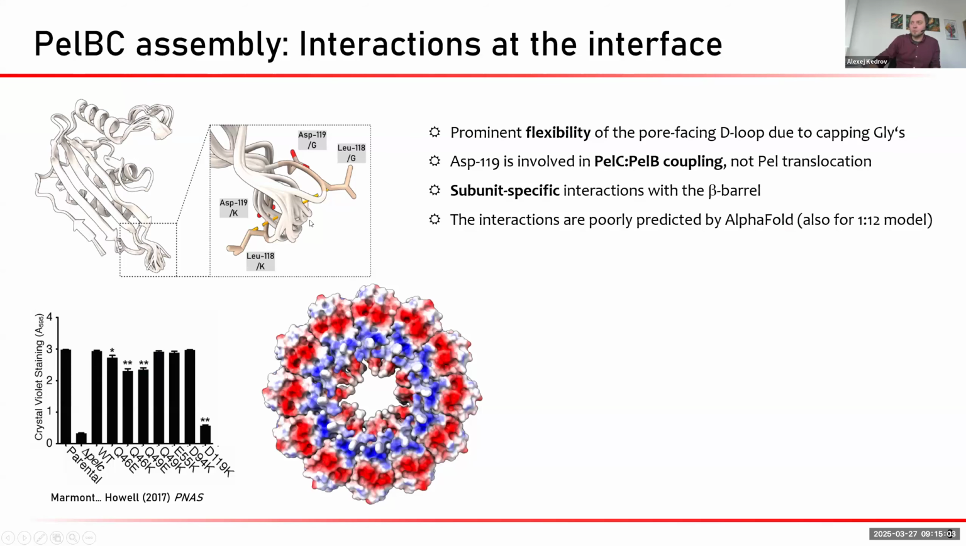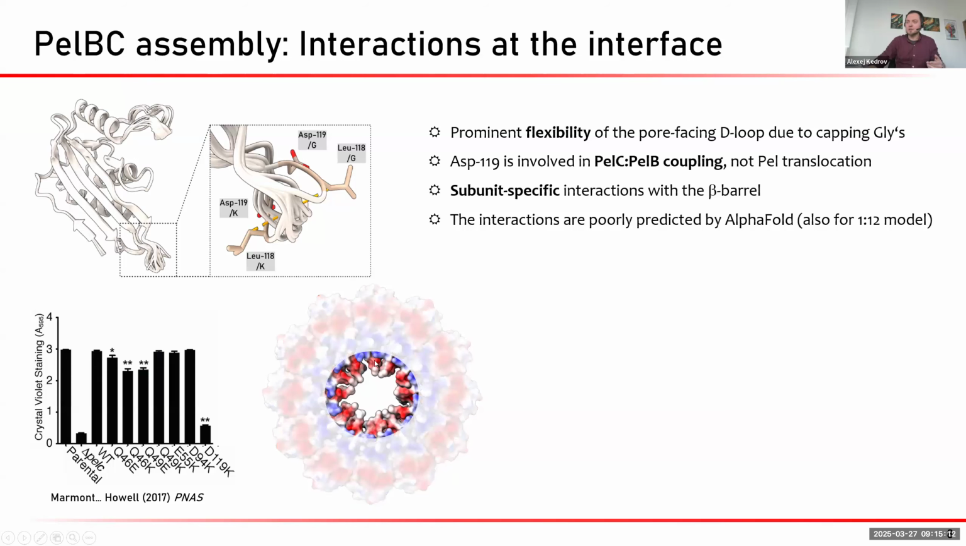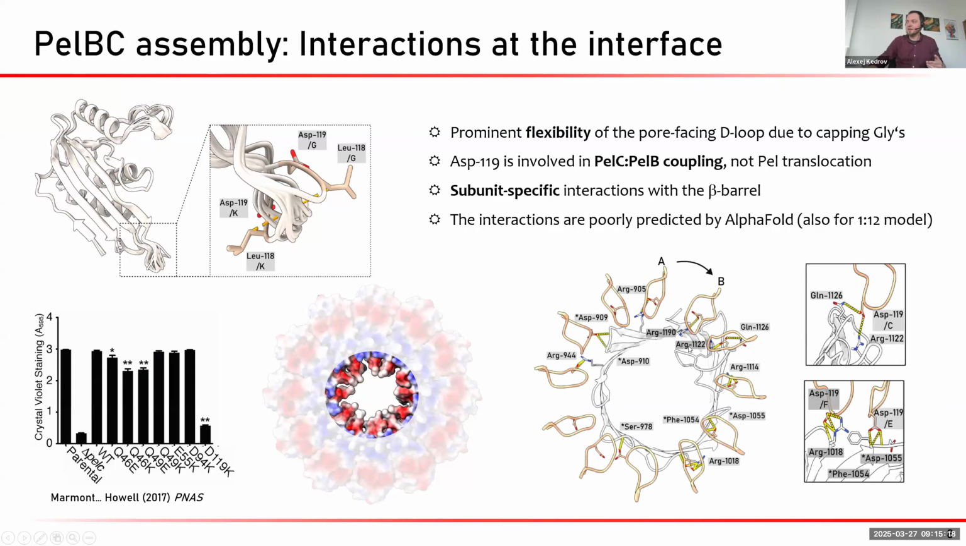You consider where this loop is exposed. It's not facing the polysaccharide, but it's actually facing the barrel. So this negative charge shown here is not involved in polysaccharide transport, but it is involved in forming the complex. Nearly every aspartate finds a partner at the rim of the beta barrel. Either it will be an arginine, maybe some part of the backbone, but there are a number of electrostatic interactions formed here which keep the complex together.